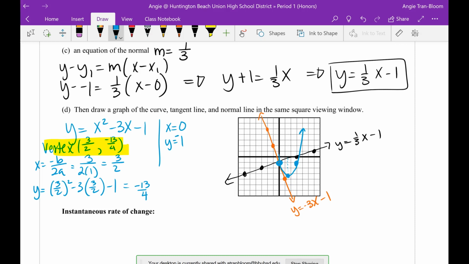So that's your curve. The tangent is in orange. Remember that it only intersected one time. So y equals x squared minus 3x minus 1. That's all of the stuff together in one screen.